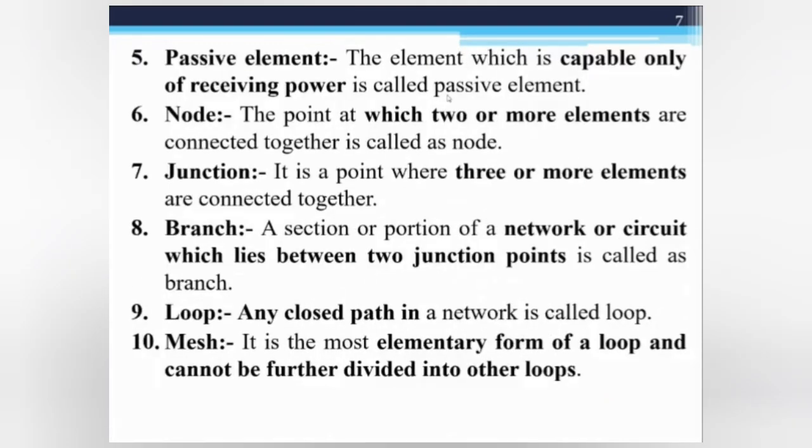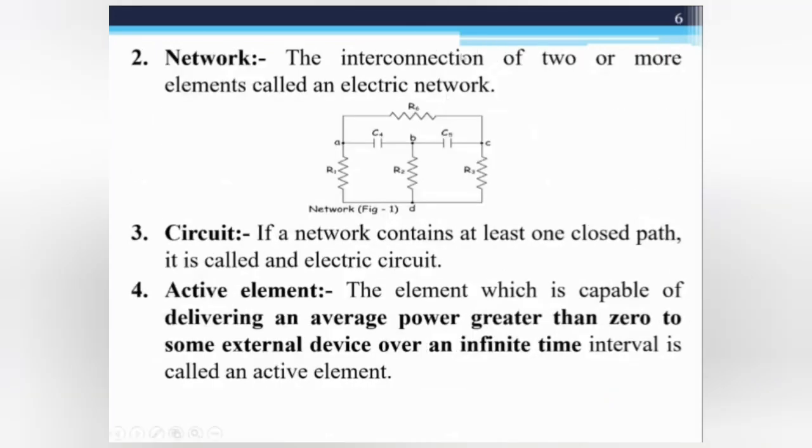Next is node. The point at which two or more elements are connected together is called a node. Now in this circuit, the elements are resistor, capacitor, resistor. So this one is your first node, this is your second node, third node, and here is your fourth node where the three resistors R1, R2 and R3 are connected. So in this circuit, four nodes are there.